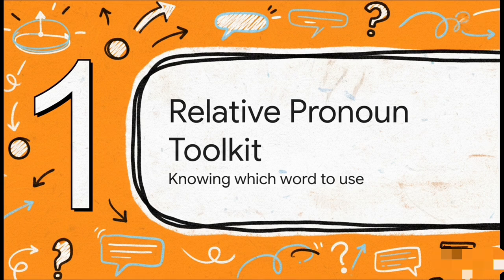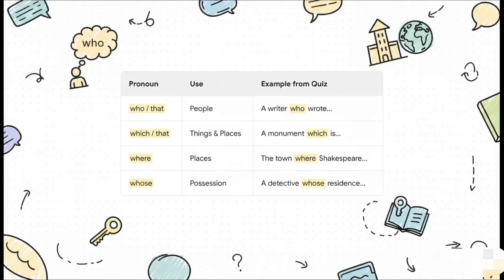Let's break it down. Honestly, the rules are super straightforward. As you can see right here, for people, we use who. For things, we use which. To show that something belongs to someone, we use whose. Remember the detective whose residence was famous? And for places, we use where. See, every example came straight out of our little quiz.